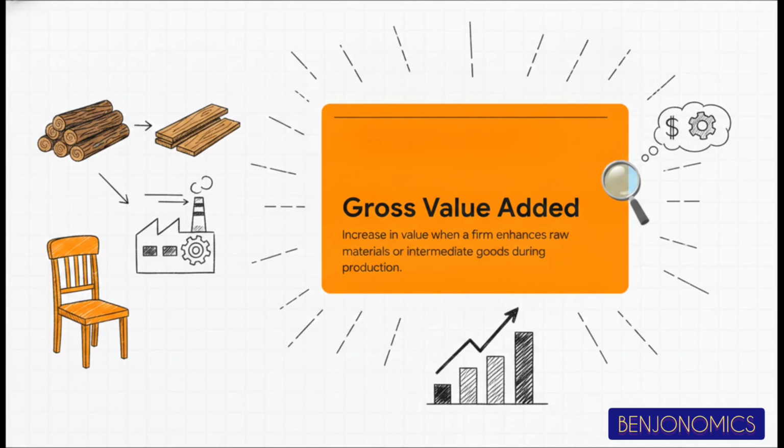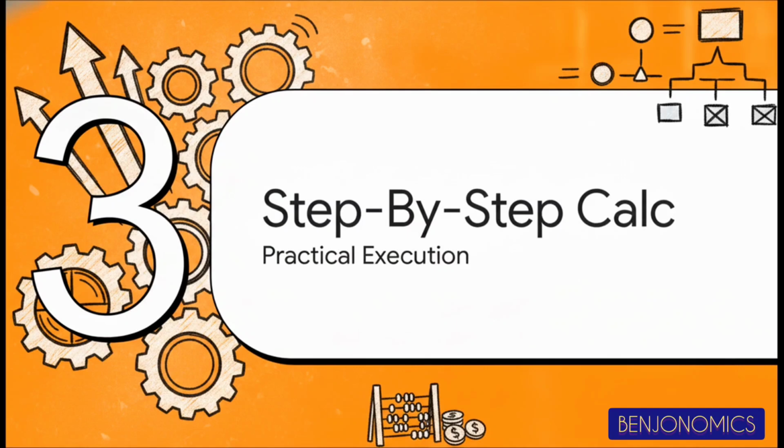We are no longer looking at the total sales price. The focus must purely be on the new incremental value created at each specific stage of production. Nothing else. Let's move to section 3, step-by-step calculation.